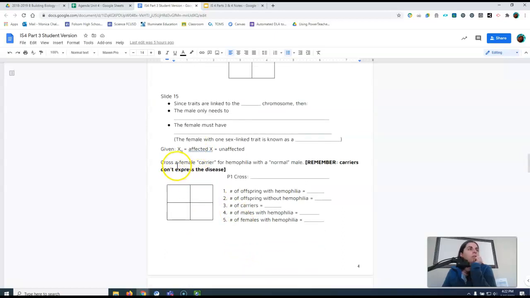Okay, so we're going to look at this here. We have another trait, which is hemophilia, okay? And we're going to have our X^N mean that that is an affected X, and X is unaffected without the subscript. Okay, so we are going to cross a female carrier. So our P1 cross should be, a female carrier would be X X^N with a normal male, XY. Because remember, carriers do not express the gene.